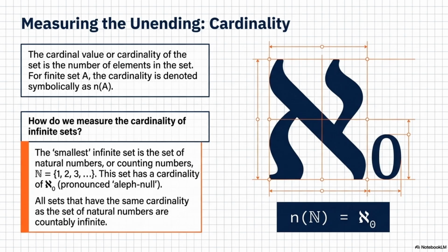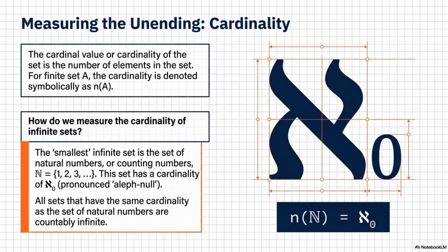The kitchen drawer has 5 utensils, its cardinality is 5. But for the set of natural numbers, which literally never stops, what is the cardinality of infinity? Well, section 1.1 introduces the symbol used for the smallest infinite set, which is the natural numbers. Wait, smallest? Yeah, we'll get to that.